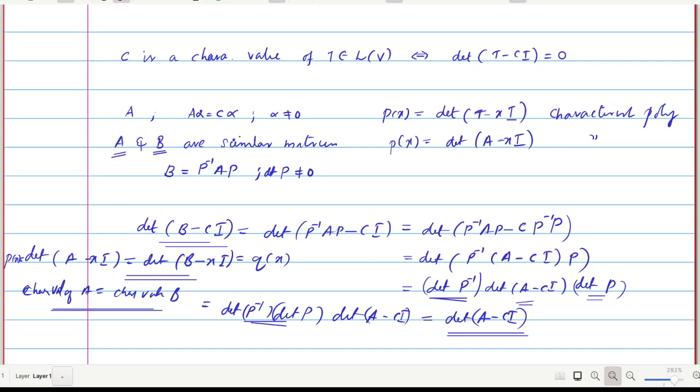So for similar matrices, the characteristic values are the same, and the characteristic polynomials are also the same. Now we can discuss some examples. Consider a matrix A equal to 0 minus 1, 1 0. I consider this matrix as an element of M2R, that is, real numbers.